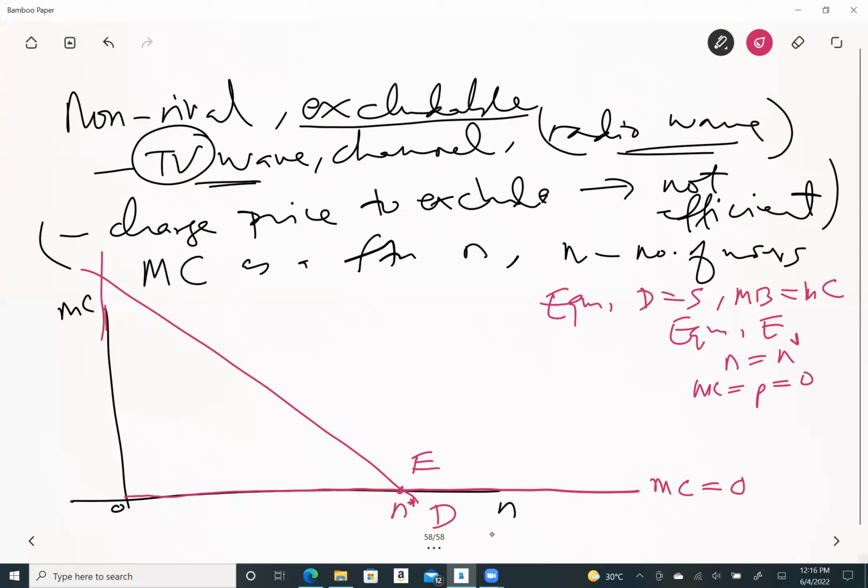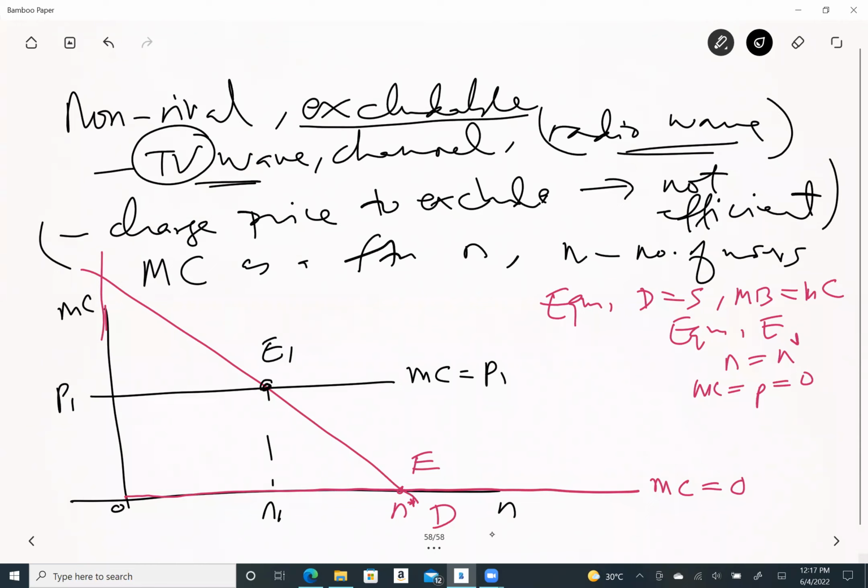Now suppose they charge you a price. Say the price is here, P1. When you charge a price, then our equilibrium will be found there. Call it E1. So N is N1. And when you charge the price P1, then you get revenue, P1 times N1.